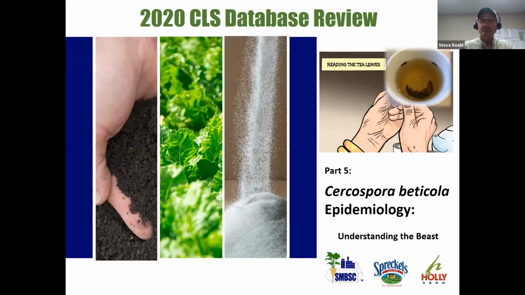I'm going to subtitle this Understanding the Beast, because if we can understand the epidemiology or the life cycle, we can most effectively identify the times of the organism's life cycle where it is most vulnerable to the shock and awe from the improvements we're making to Cercospora leaf spot strategies. If you have been here through all 4 of the previous portions of the series, I commend you for your dedication, and please enjoy this part 5.